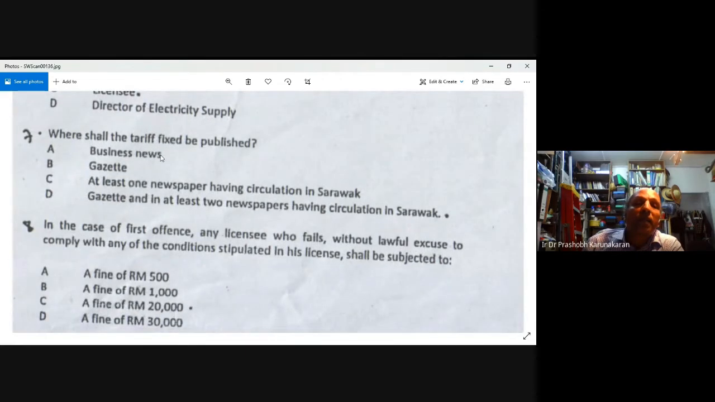So where shall the tariff fixed be published? Okay, at the Gazette and in at least 2 newspapers. It's always standard in all exams also. Whenever you want to give notice to the public, it must be 2 papers of high circulation. Cannot be any ala paper. Must be the highest circulation paper, 2 of them. Okay.